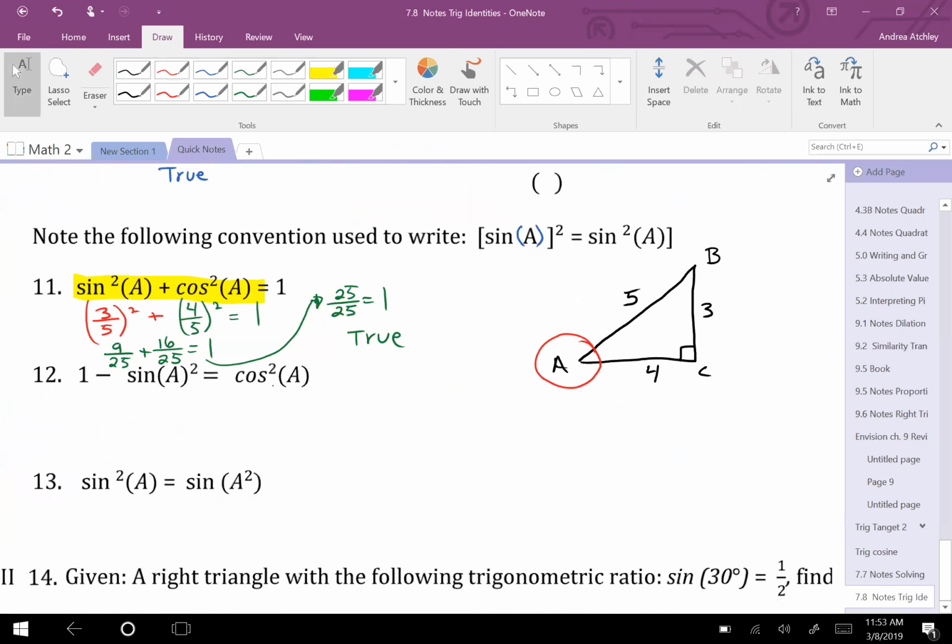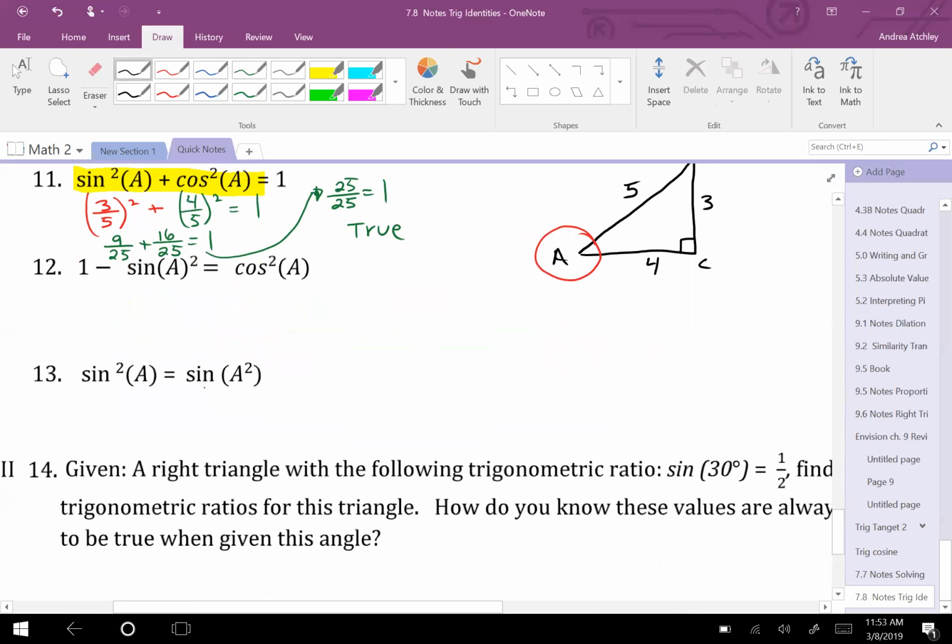Okay, so would this be true? If I got the cosine by itself and I subtracted sine from both sides, would that still be true? Yes, it would, right? This is just solving this equation for cosine, right? So I subtracted sine from both sides, then this would work too. Does that make sense?